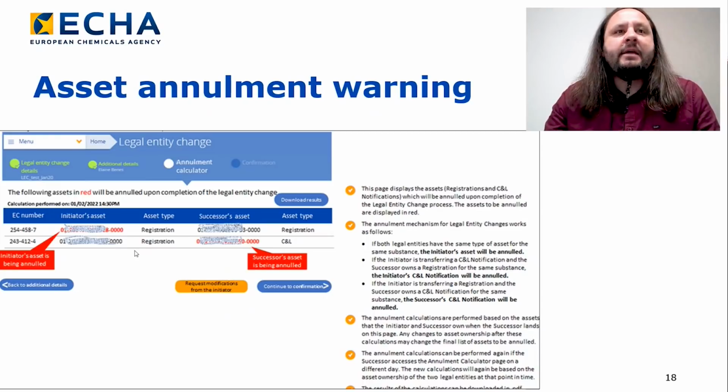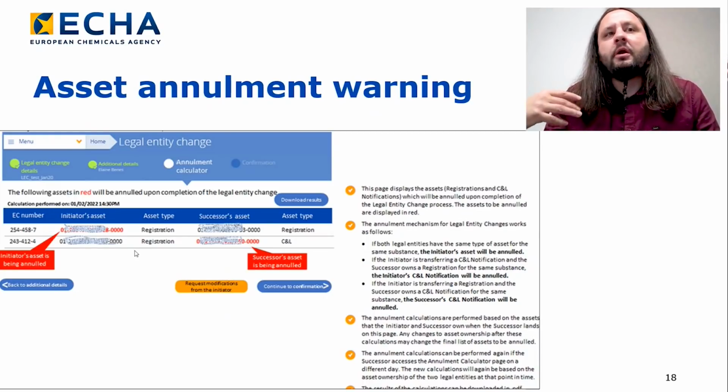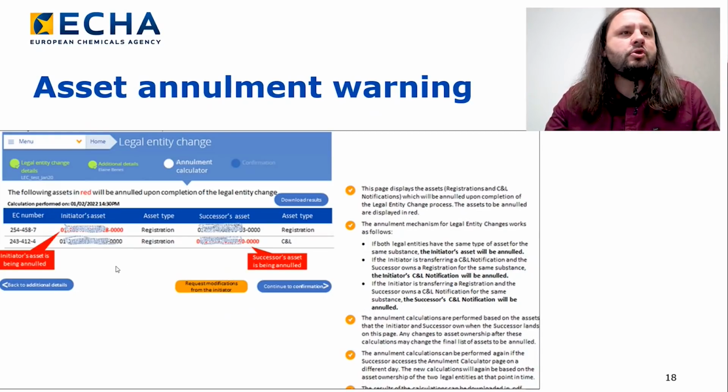The same principle is also applicable now for CNL notifications. So in the example, if we look at the second row here, the initiator has a registration for a substance with EC number 2434124.